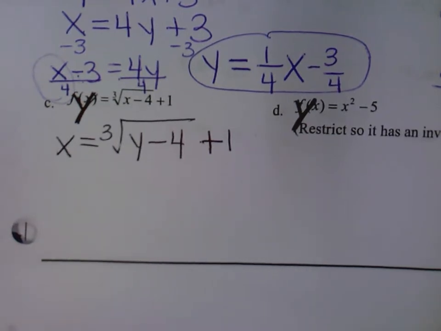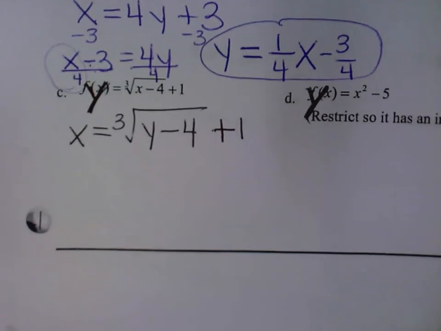What do I do next to get y by itself? The inverse of adding 1 is subtracting, right? So I'm going to subtract 1 from the other side, so I get x minus 1.